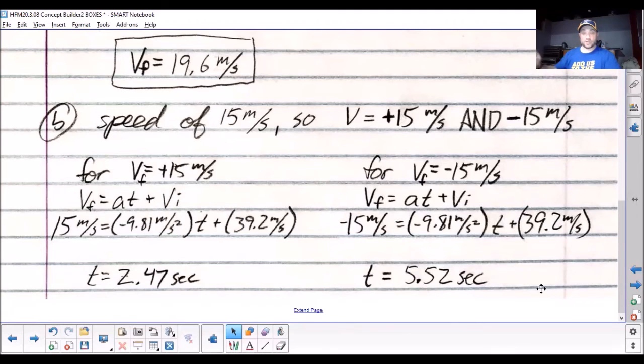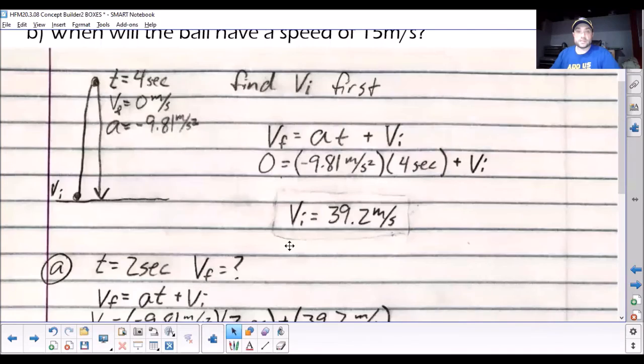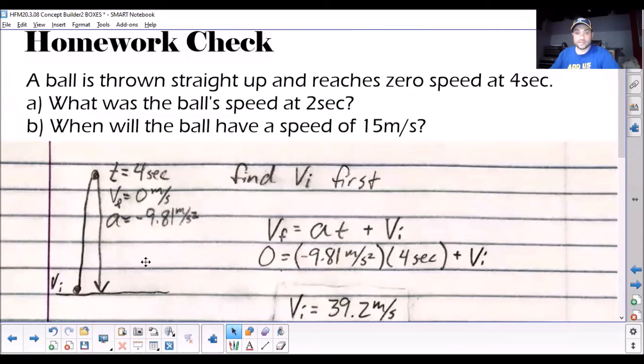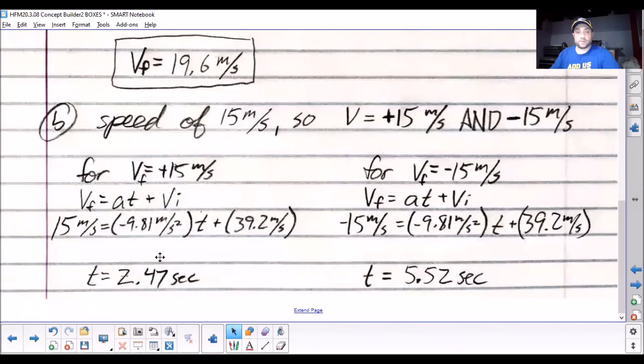And you kind of want to ask yourself if things make sense. Well, this would be on the way up, so that would be earlier. And we know it reaches the top at 4 seconds. So that's happening before that 4 seconds. And then negative 15 would be on the way down, so it would be after that 4 seconds. So our two answers make sense.